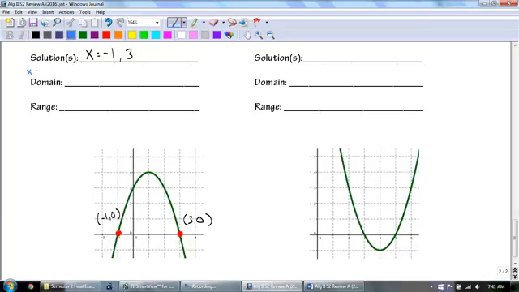Now my domain is all of my x values from left to right. And that's from negative infinity to positive infinity. And then my range is my y values from low to high. So that means we're going down to negative infinity, and the highest point that we get is a positive 4.